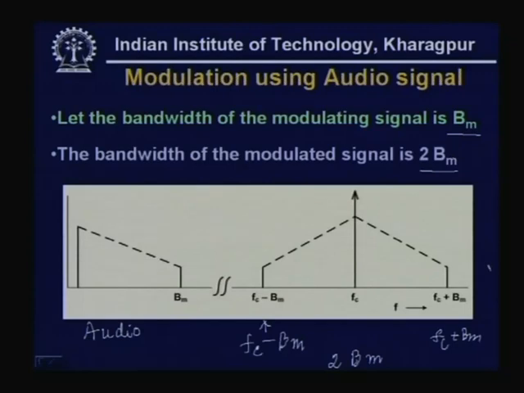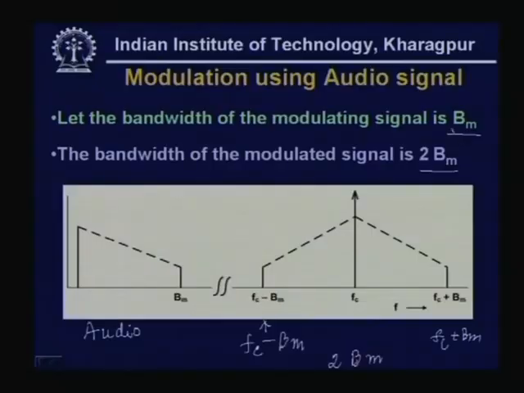So, we see that after modulating a carrier of frequency Fc, we get a frequency translated signal having bandwidth twice the bandwidth of the modulating signal. The modulating signal has bandwidth Bm, so we get twice the bandwidth, and of course, the amplitudes of different frequencies will be based on the modulation index as you have seen.